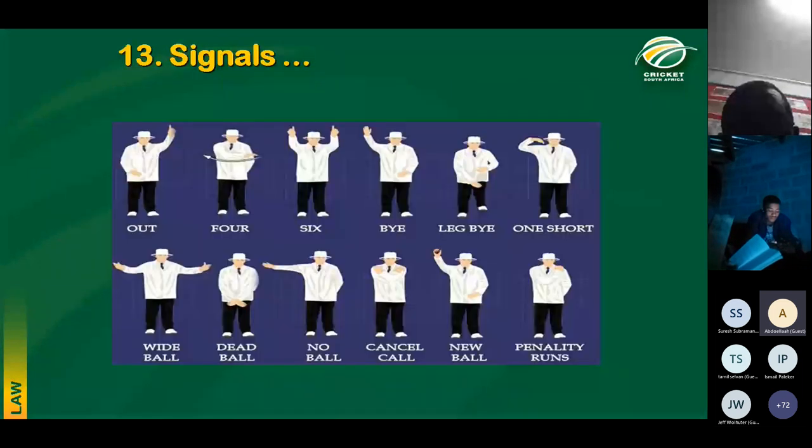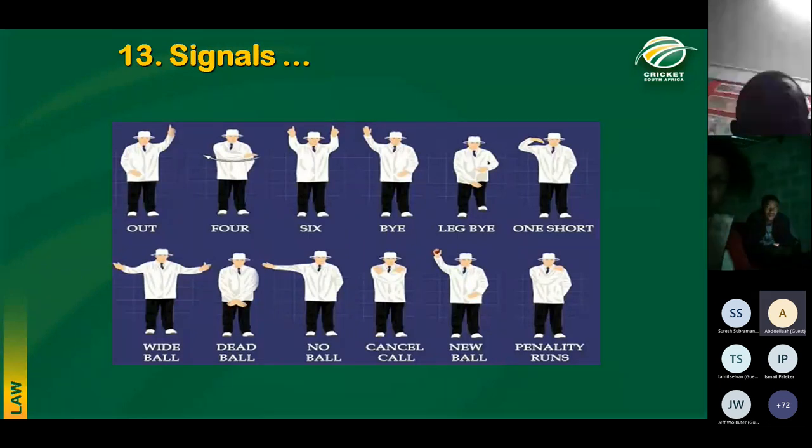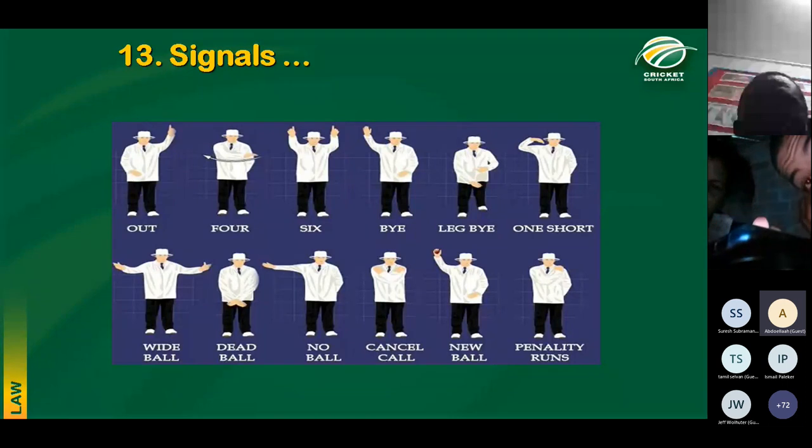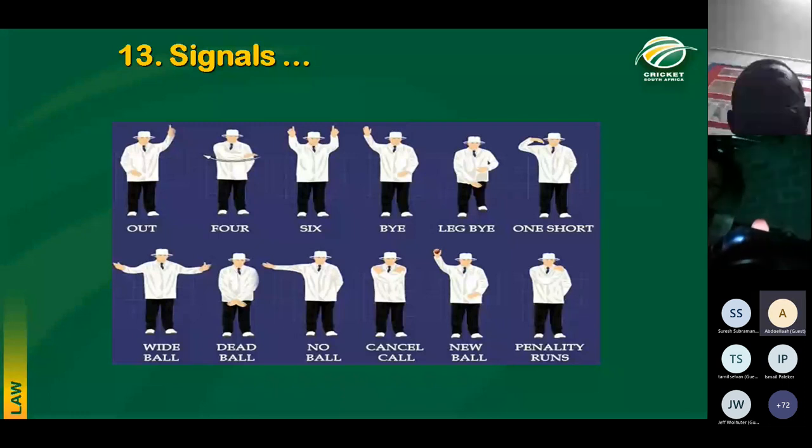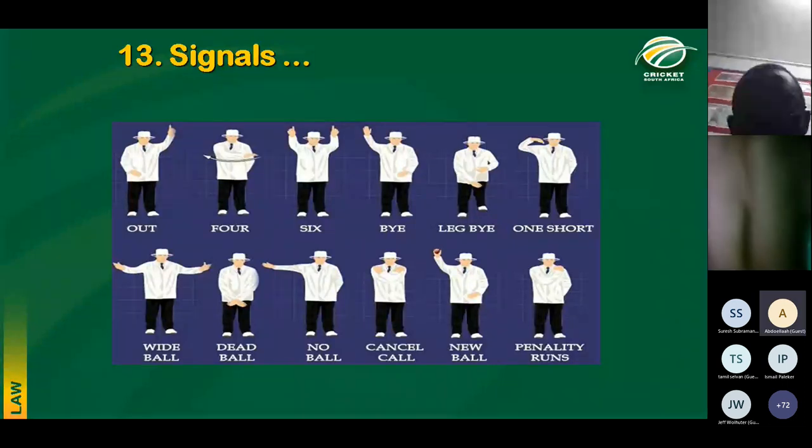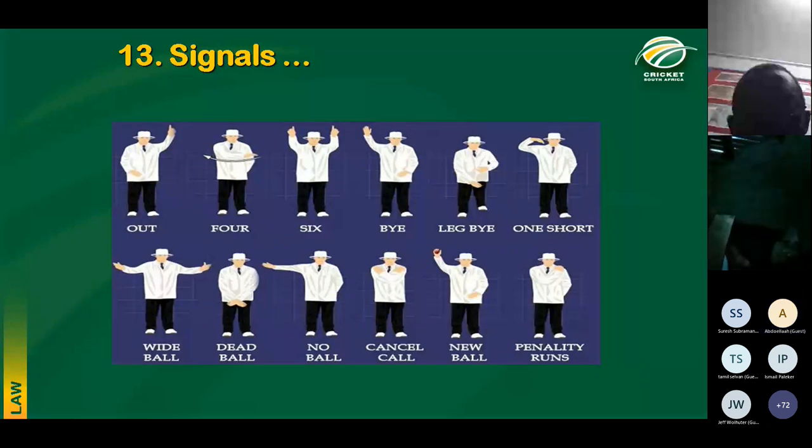Signals. Let's go through the various signals in cricket, and we'll start from the top, move to the top left, and then move to the right. So when it comes to signals, who do we signal to? We signal to the scorers. Umpires and scorers, I see them as one team. We communicate throughout the day. Yes, we don't communicate verbally, but we do communicate via signals. And what are those signals?